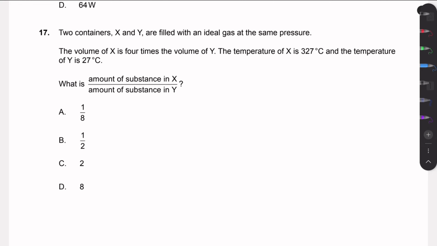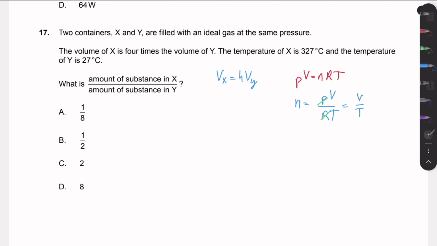Now here we have two containers X and Y, filled with an ideal gas at the same pressure. The volume of X is 4 times the volume of Y, Vy, and the temperature of X is 327, temperature of Y is 27. We need the ratio of the amount of substance in X and Y. So we know PV is equal to nRT, so n is equal to PV over RT. Pressure and the gas constant we don't really care about, they're just constant everywhere, so they would cancel anyways. So n is proportional to V over T.